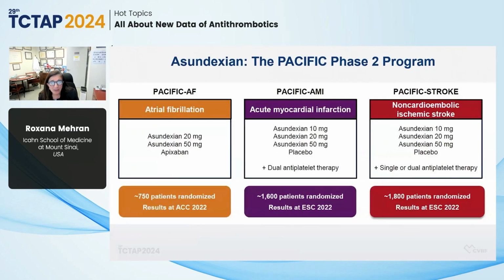Where we are with asundexian, there was a very excellent PACIFIC phase 2 program that looked at different dosing and came up with very large numbers of patients in AF, in AMI, and in stroke. As you notice, in the AF program, they only used 2 doses versus apixaban, only 750 patients. In the AMI program, 3 doses versus placebo. But you see in AMI, large numbers of patients, and in stroke, much larger. All of those were presented in these past couple of years.